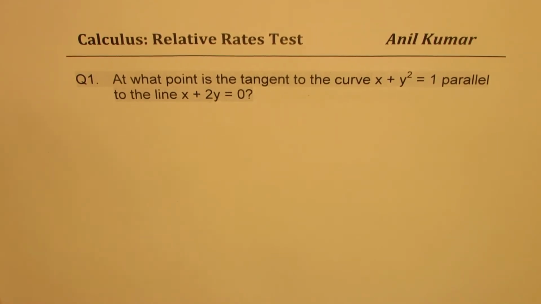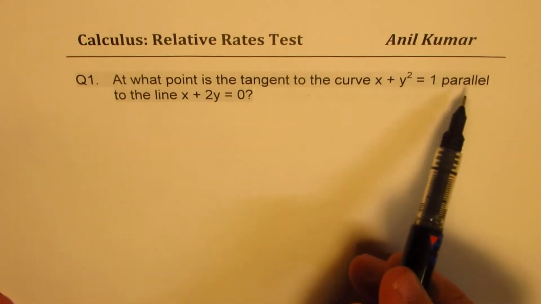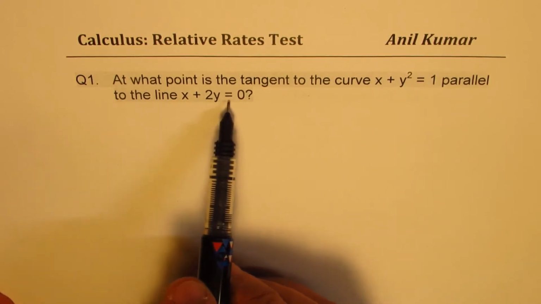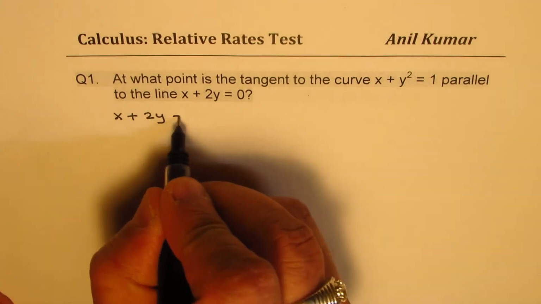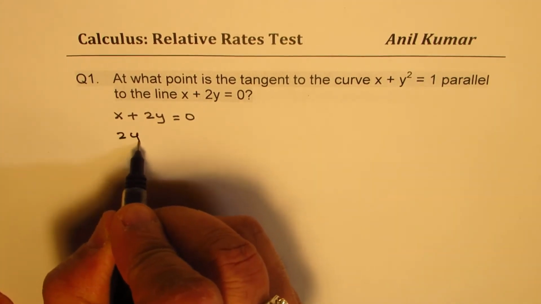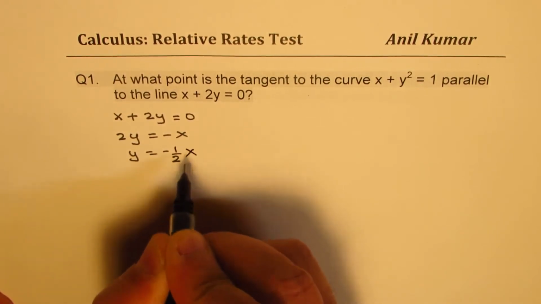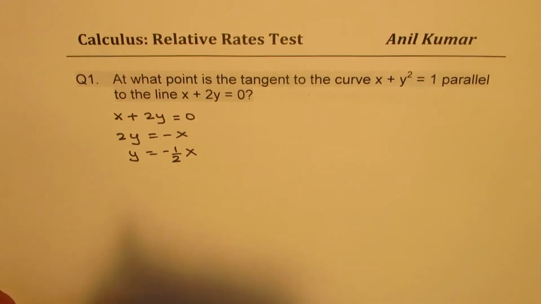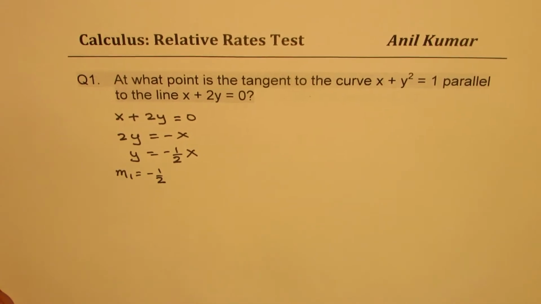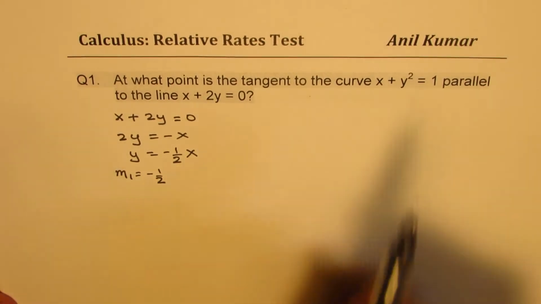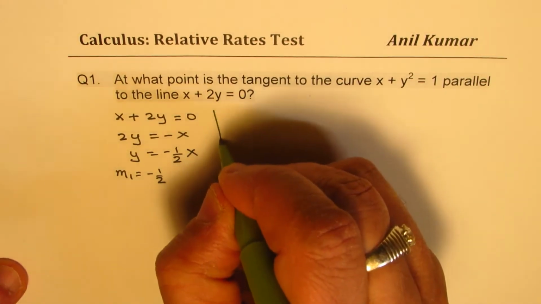Okay. So the very first question here is, at what point is the tangent to this curve parallel to the line x plus 2y equals to 0? So what is the slope of x plus 2y equals to 0? We can isolate y, so we get y equals to minus half of x. So the slope of this line is minus half. Okay, so basically we need to find a point on the curve where slope of the tangent line is minus half, correct? So that is what we need.